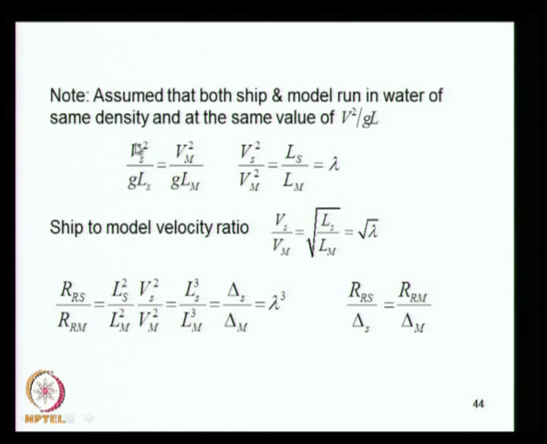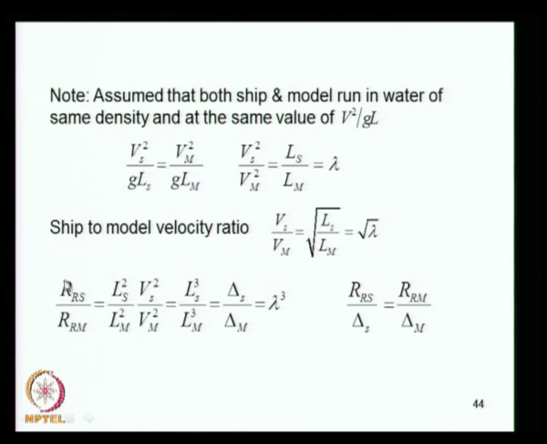That means the Froude number of the ship and the Froude number of the model are the same if the model is run at a speed equal to the speed of the ship divided by the square root of the scale chosen for the model.